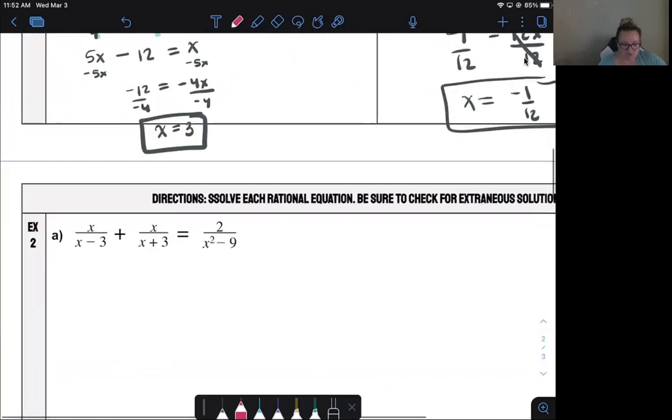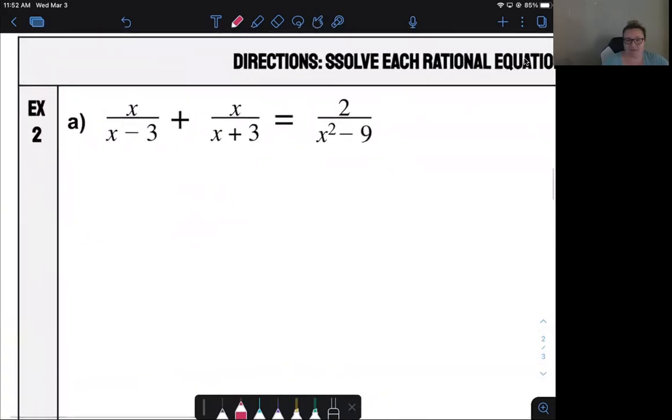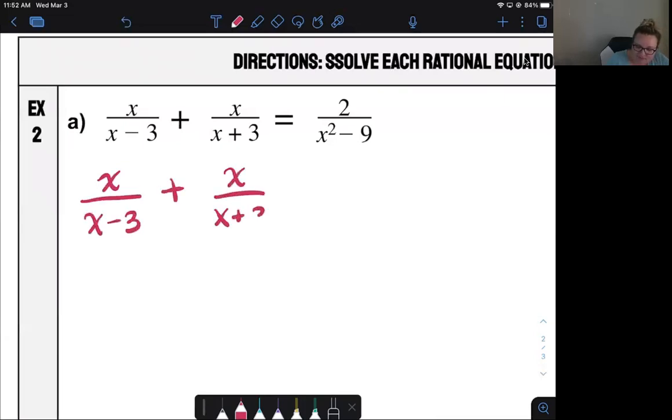All right, so let's do some more complicated examples. So part A, we've got x over x minus 3 plus x over x plus 3 is equal to 2 over x squared minus 9. So we need to factor what we can. x over x minus 3 is fine. That doesn't need to be factored. But 2 over x squared minus 9, that's a difference of squares.